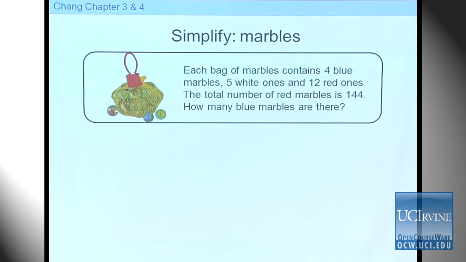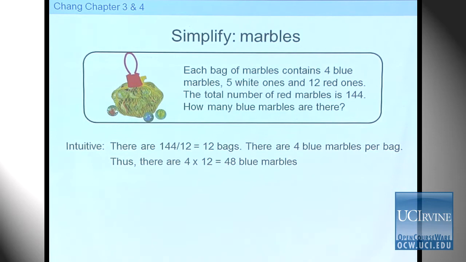Okay, so intuitively, you would probably do this. You say, okay, hold on a second. I know there's 144 red marbles, okay? And each bag has 12 red marbles. So if I divide 144 by 12, I get the number of bags. This is what you would do intuitively. At least, that's what I would do. So you say 144 divided by 12, 12 bags, and each bag then has 4 blue marbles, so 12 times 4 equals 48 blue marbles. Okay?